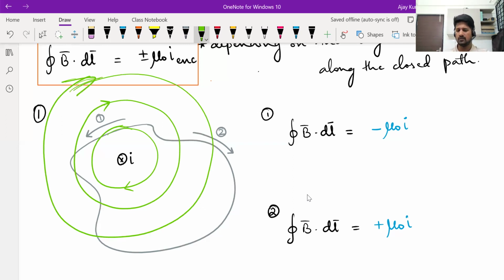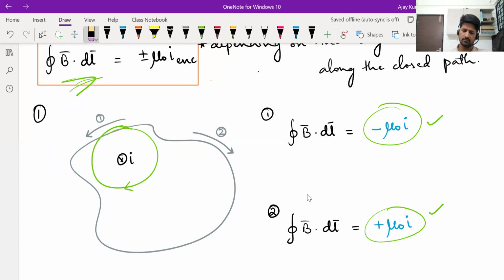Okay. So in path one, you are going in the anti-clockwise direction. You are going opposite to the magnetic field, so the answer will be minus mu naught I. That is correct. In path two, you are going in the same sense as the magnetic field. The magnetic field is clockwise, and you are also moving clockwise, meaning the dl vectors will be aligned in the direction of the magnetic field or making acute angles with it. Then this will be positive. This is also correct.